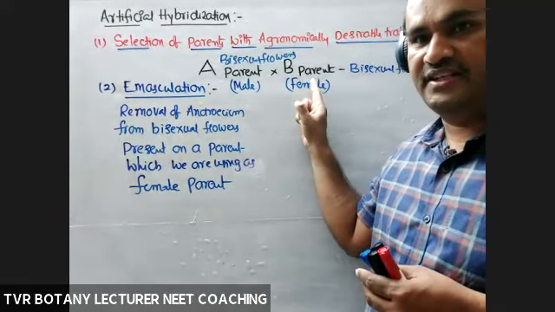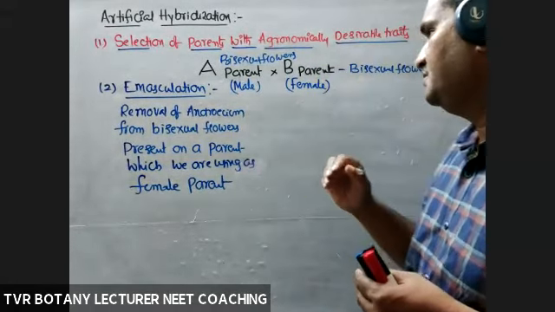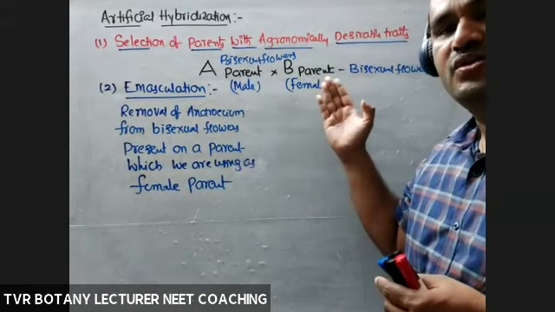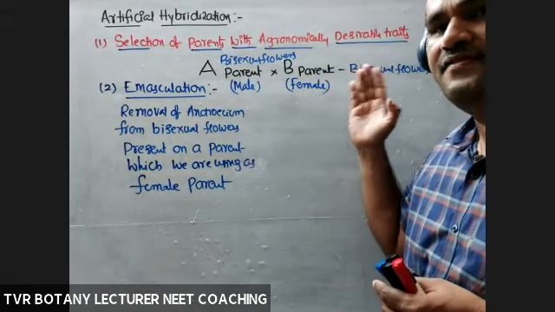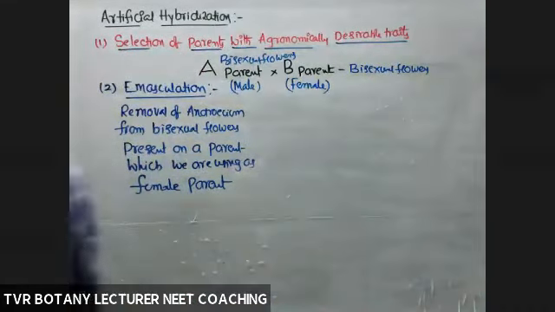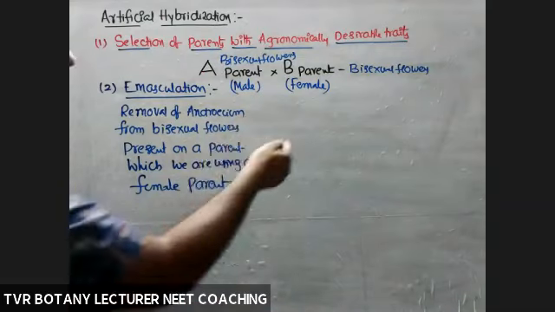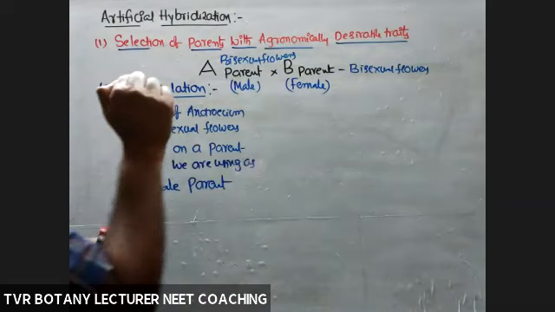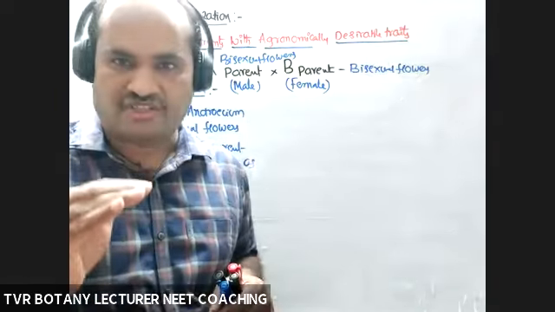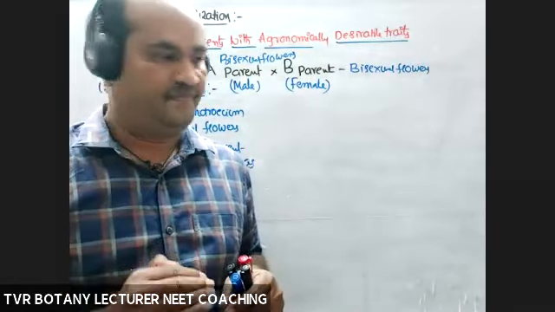So we should convert all the bisexual flowers present on the female parent into unisexual female flowers. The purpose is to prevent undesired pollination. What is undesired pollination there? Self-pollination, to which the plant is naturally adapted.